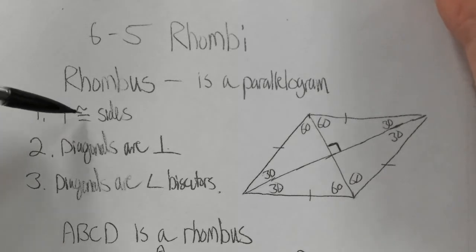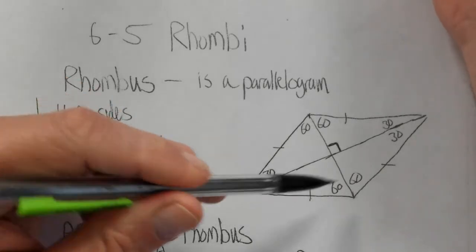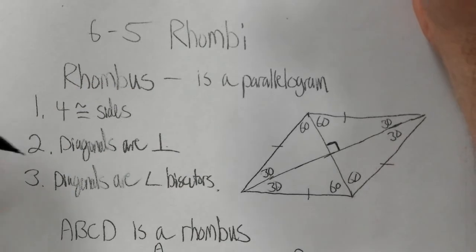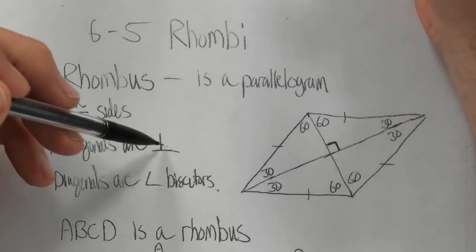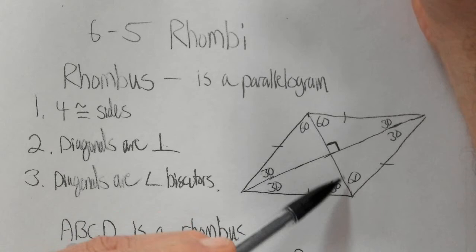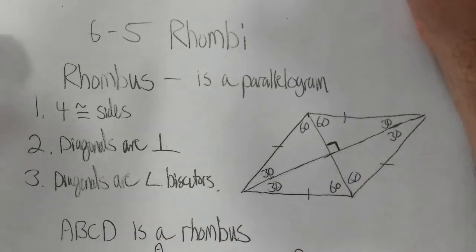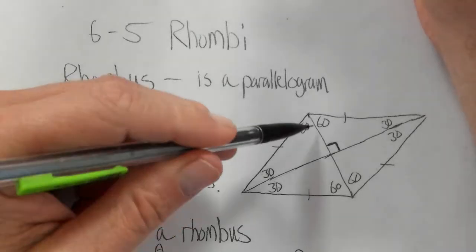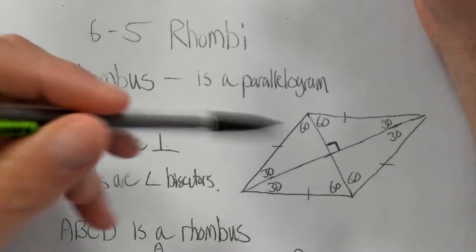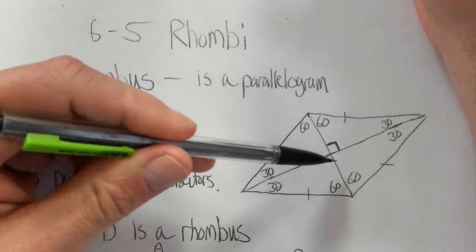Number one, it's got four congruent sides. So all four sides of a rhombus must be the same length. Number two, the diagonals are perpendicular. So when the diagonals cross each other, they hit at 90 degrees. They form a 90-degree angle in the center there. The diagonals are perpendicular, and of course, if one of these angles is 90 degrees, all of them would be 90.